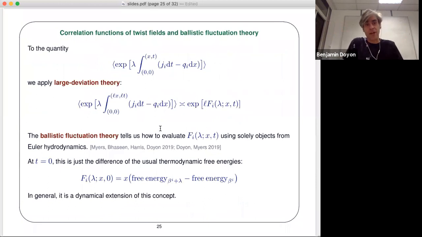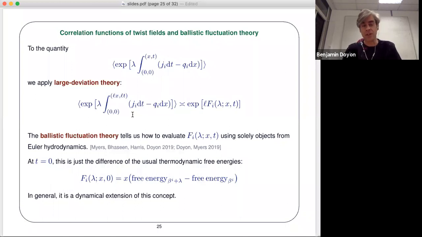So what it does is it allows you to calculate exactly the average of this kind of exponential, the Jordan-Wigner string or product of twist fields, how this average of exponential behaves when L is very large, when you scale x and t with L. It behaves like e to the L times something. What is that? Well, the theory is based on large deviation theory, which allows you to calculate the average of the exponential of a random variable that scales linearly with some parameter, time, space, or whatever.